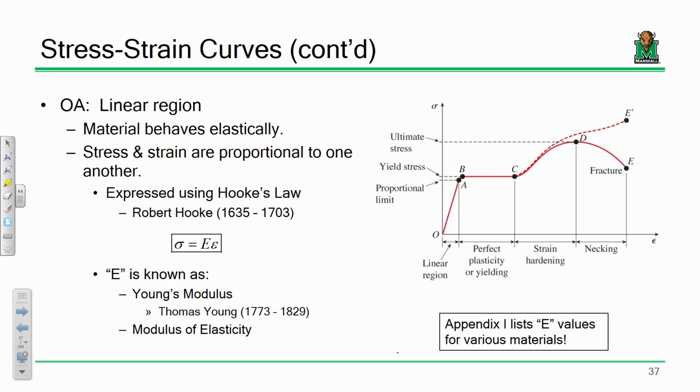Now, for most engineering materials, that elastic region is either linear or we can assume it to be linear.